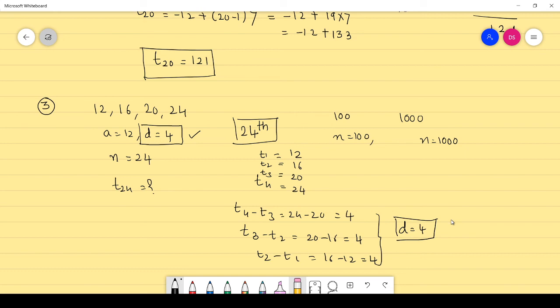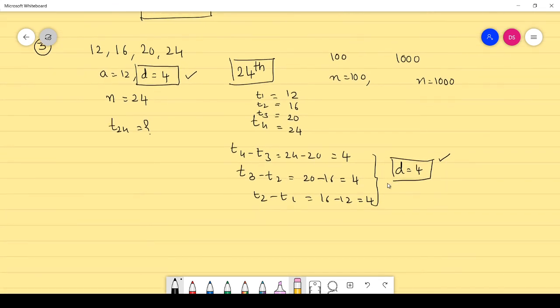Now I told you that the common difference here is equal to 4, but as far as board examination is concerned, you need to mention d is equal to 4 and calculate like this, right? Now our main task is to find the T24 term, and we have the formula Tn is equal to a plus n minus 1 into d.